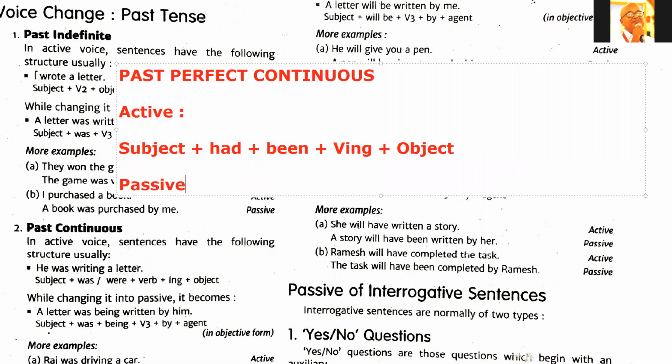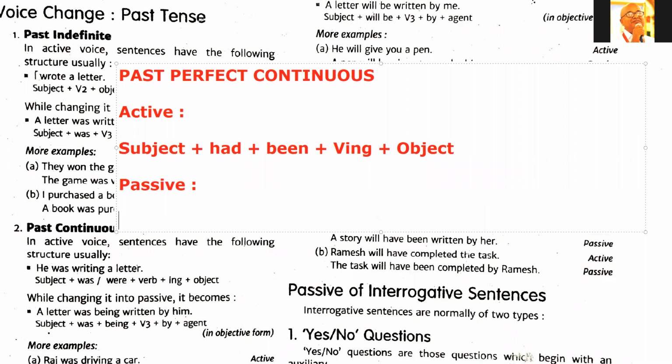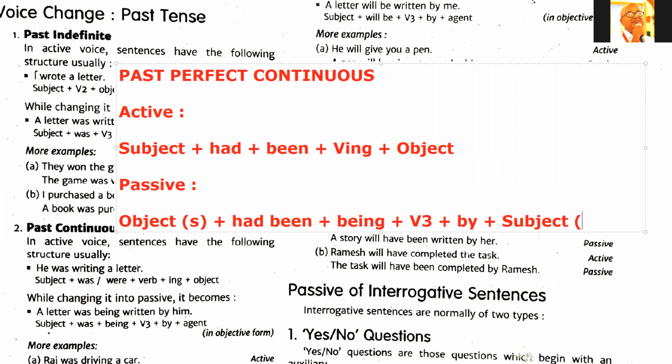While the passive voice would be different. In the passive voice, you have to make the object the subject. So you begin with the object in the subjective case, and then plus had been, plus being, plus V3, plus by, plus subject becoming object, or in the objective form.